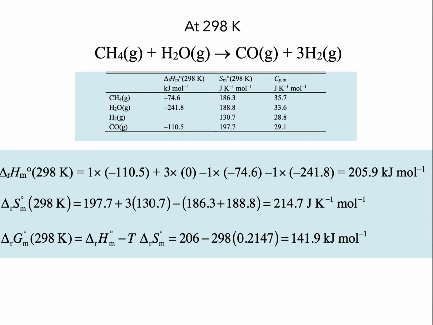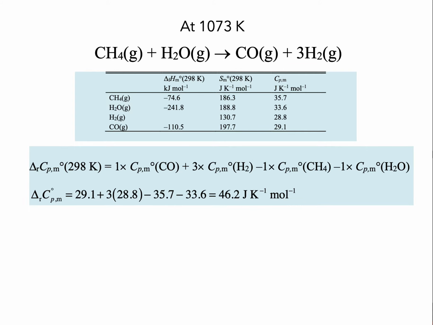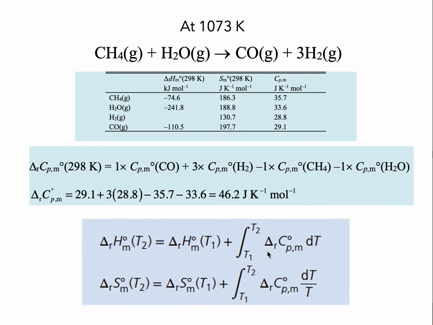If the temperature is changed to 1073 K, we don't have tabulated data for that. So we need to correct delta H and delta S. Let's do that here by assuming that the change in the standard molar heat capacity at constant pressure for the reaction is constant with temperature. This allows us to calculate, using that same pattern, not only the value of delta Cp, but it also allows us to pull delta Cp out of the integrals that describe the temperature dependence of delta H and delta S.